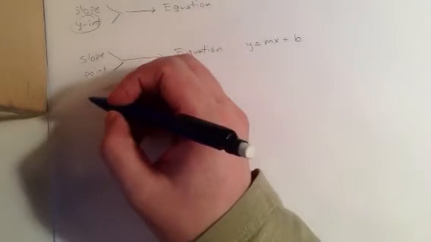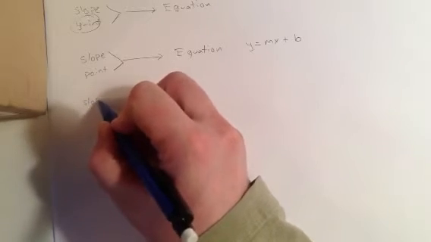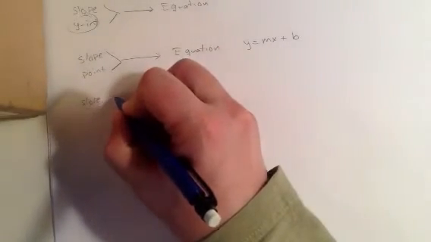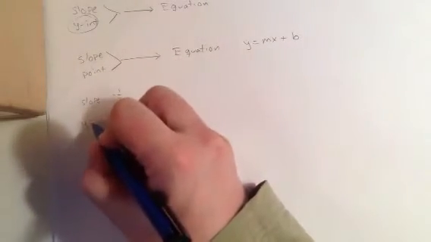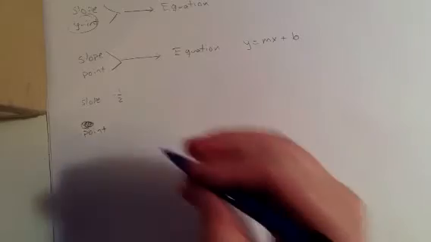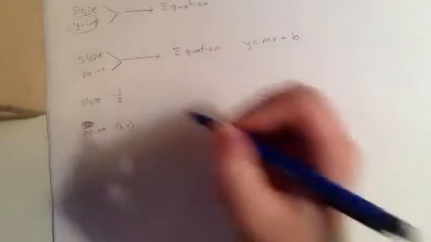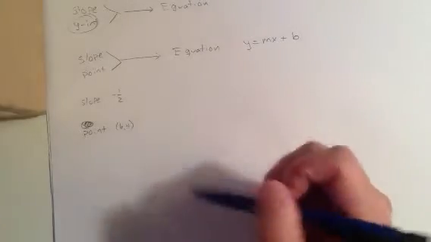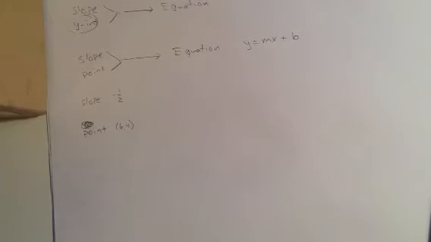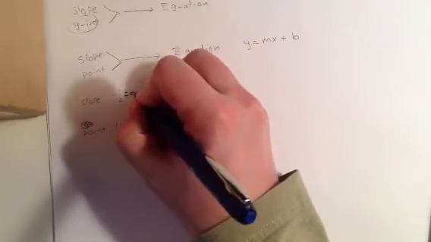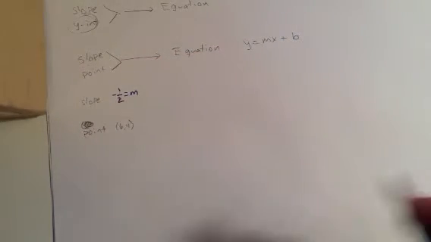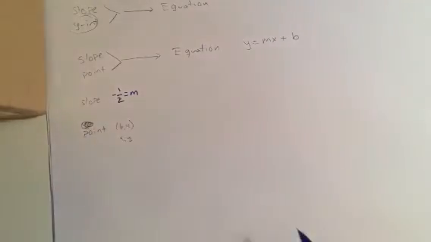So let's suppose that I tell you that the slope is negative 1/2 and a point on the line is (6, 4). So I'm going to use y equals mx plus b. Here's what I know. I know that my slope m is negative 1/2. And I know that this point is x comma y.